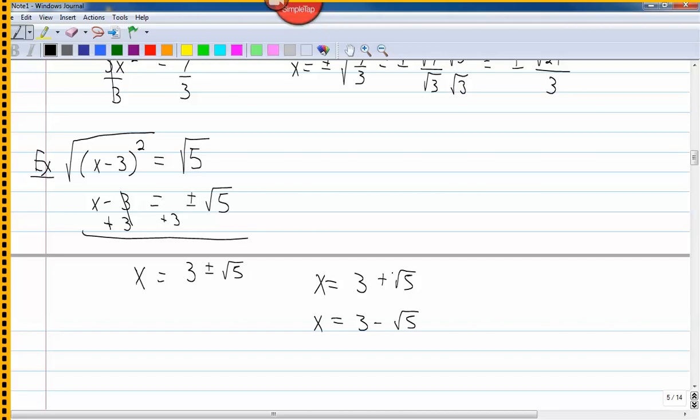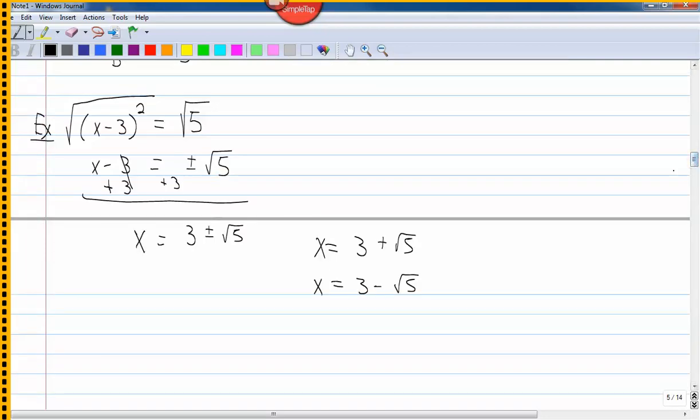And on my homework or on a test, the way that those answers would be listed would either be 3 plus or minus the square root of 5, or each one separately. I wouldn't think either one is more correct than the other.